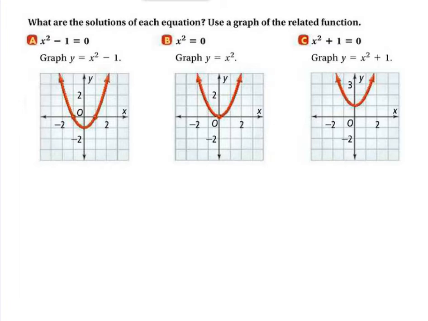Where the graph crosses the x-axis. Yeah. Notice right here it says, what are the solutions? They could have said, what are the zeros? They could have said, what are the roots? They could have said, what are the x-intercepts? All of them would have been the same thing. We need to find where the graph crosses the x-axis.